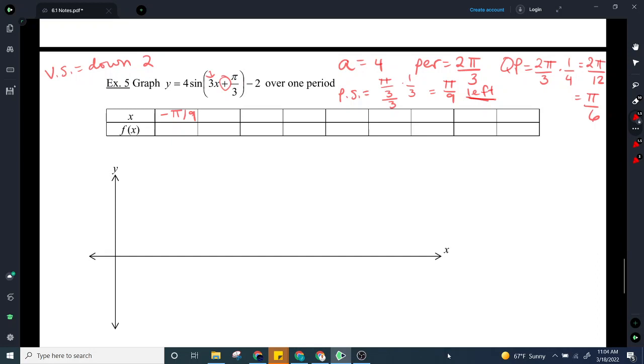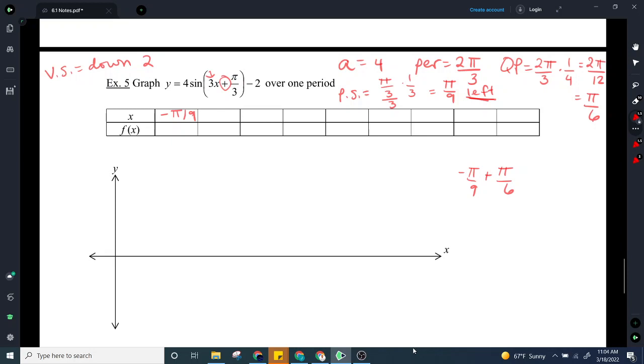Here's where I want you to write this on your paper. I want to see this work on your paper because I don't want you to mess this up. You've got to get a common denominator. So I'm going to take negative pi over 9, and I'm going to add the quarter period of pi over 6. The common denominator between 9 and 6 would be 36, I guess. I'm trying to think if there's anything lower. I guess it'd be 36, right? 9 times 4 would be 36.